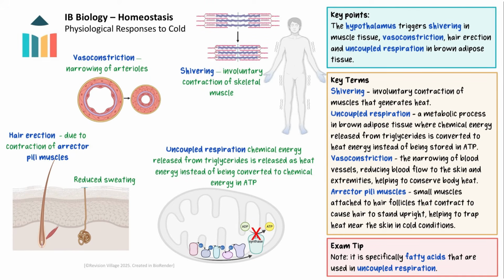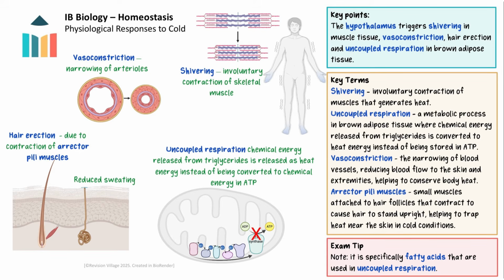When the body becomes too cold, the hypothalamus activates several warming responses. One of the most important is shivering, the rapid involuntary contraction of skeletal muscles. Each contraction requires respiration, and the energy released is converted to heat, which warms the blood and raises core temperature.